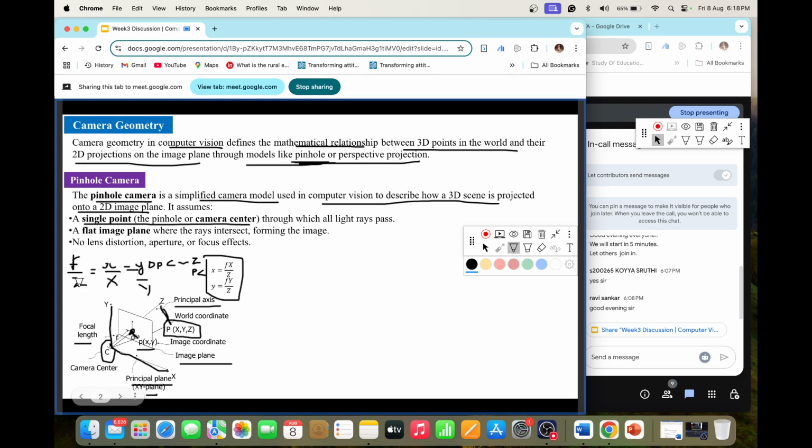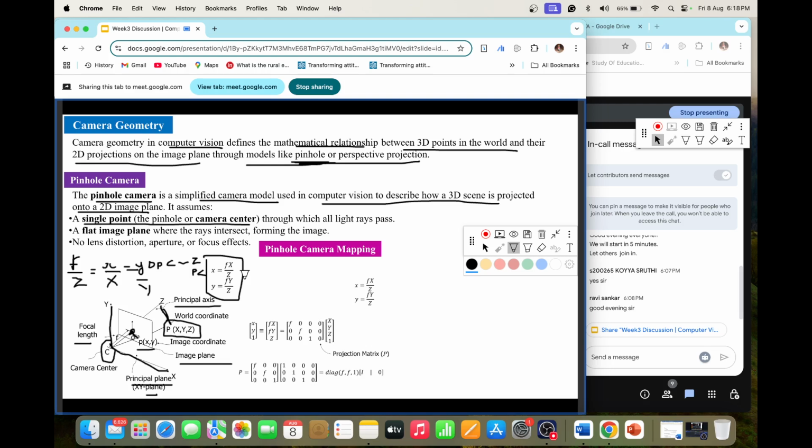So f divided by capital Z equals small x divided by capital X, equals small y divided by capital Y. By this we can get these formulas. This is regarding the simple concept of the pinhole camera. Now we can say what the mapping matrix will be.